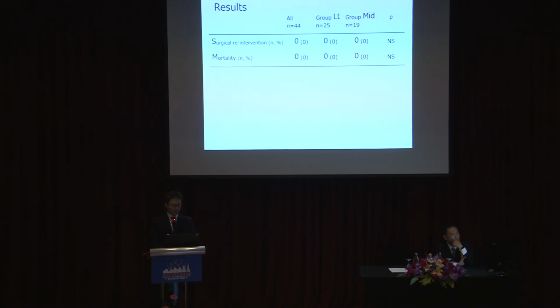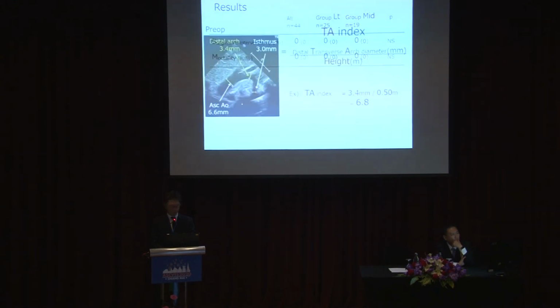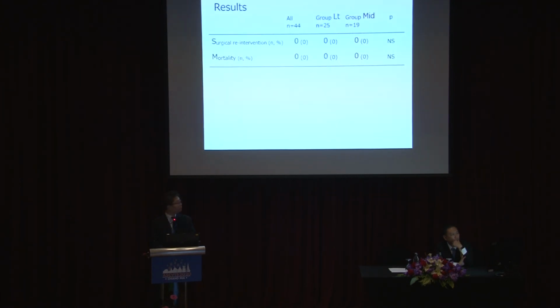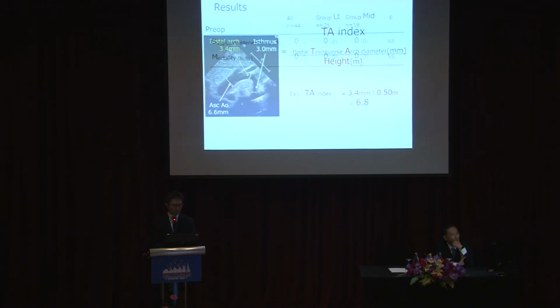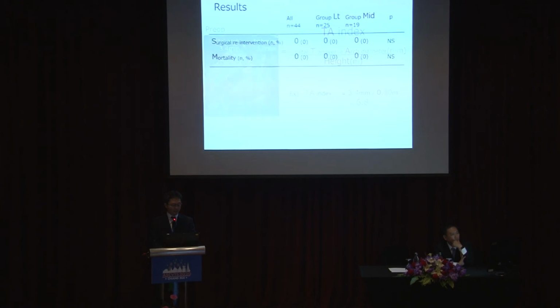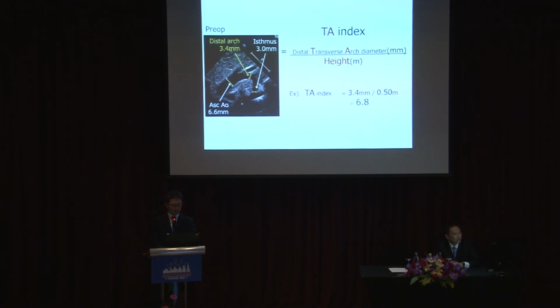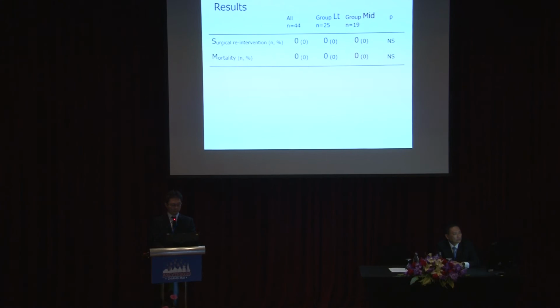We defined a new index to compare the size of the distal arch. We call it the TA index. The TA index is defined as the diameter of the distal transverse arch divided by the height, like this.